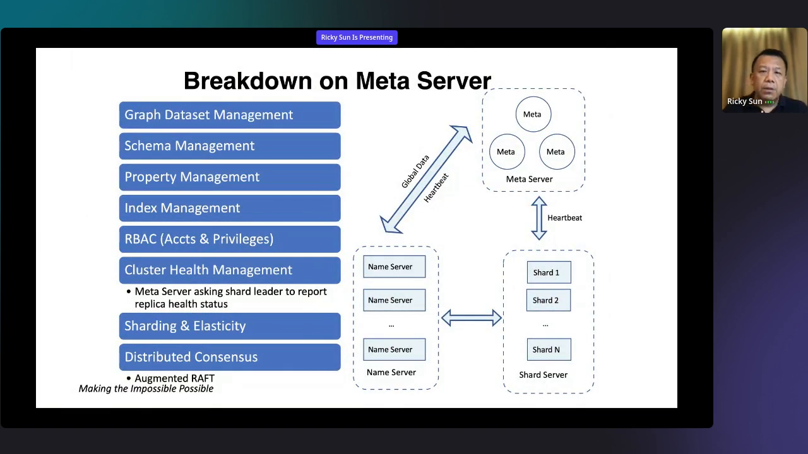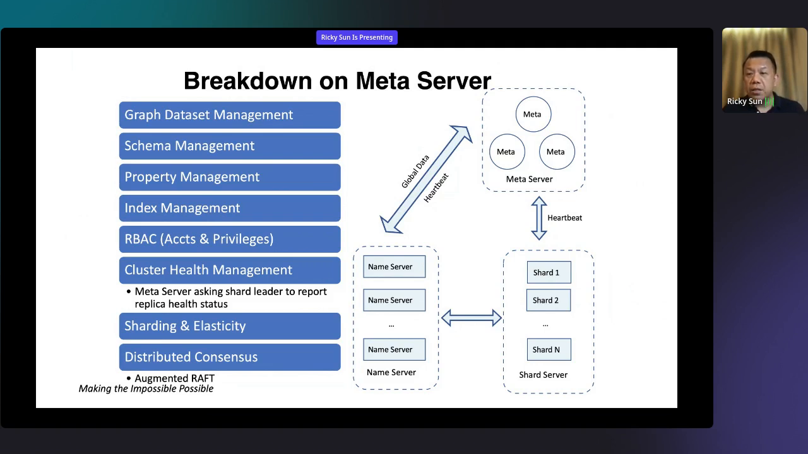The meta server is the second major component, handling dataset management, schema management, property management, index management, and also roles and access privileges. Those things need to be taken care of by the meta server cluster. The meta server tends to ask the shard leaders to report the health status of replicas. And sharding and elasticity is the other thing that the meta server handles.